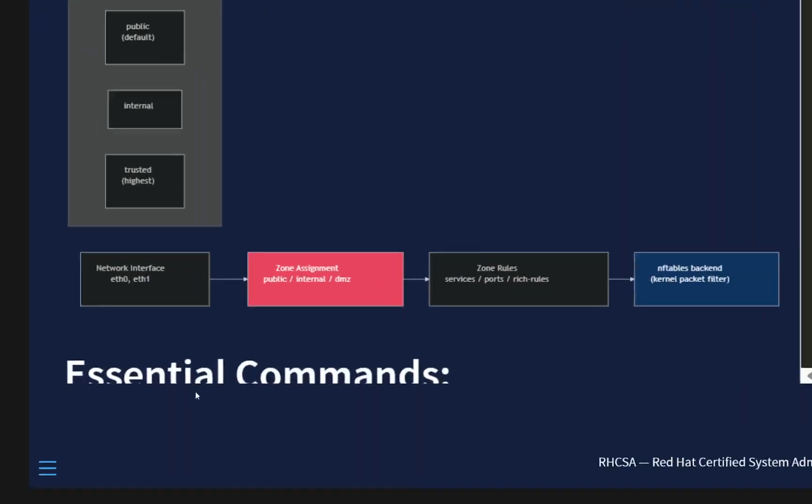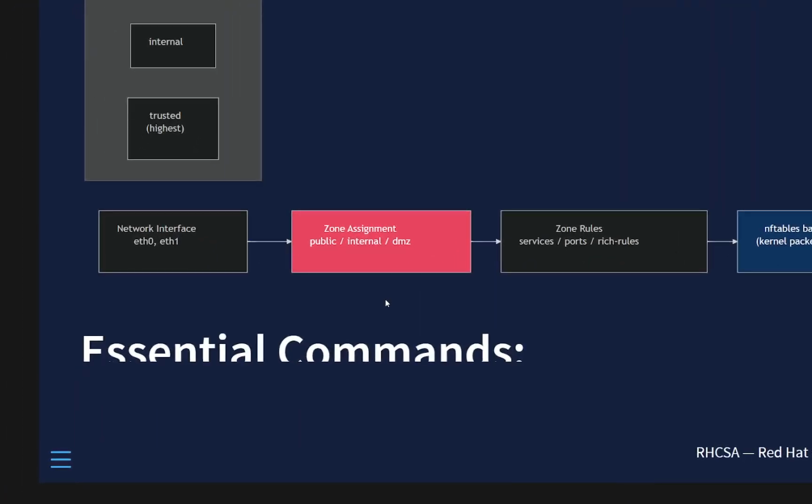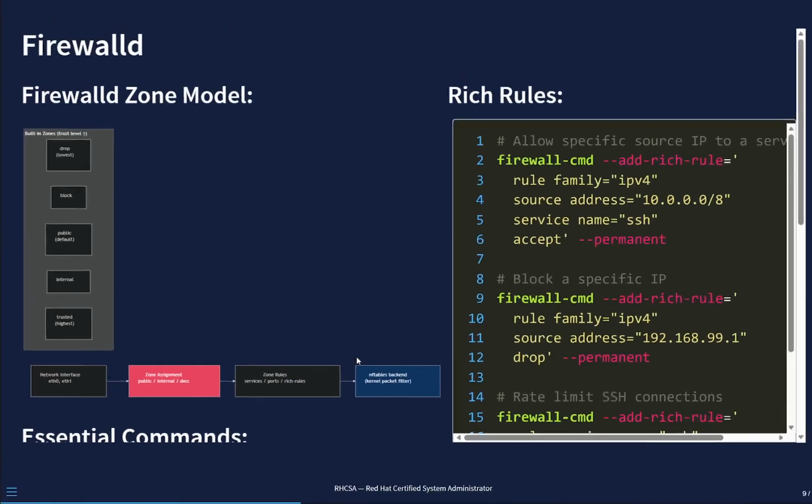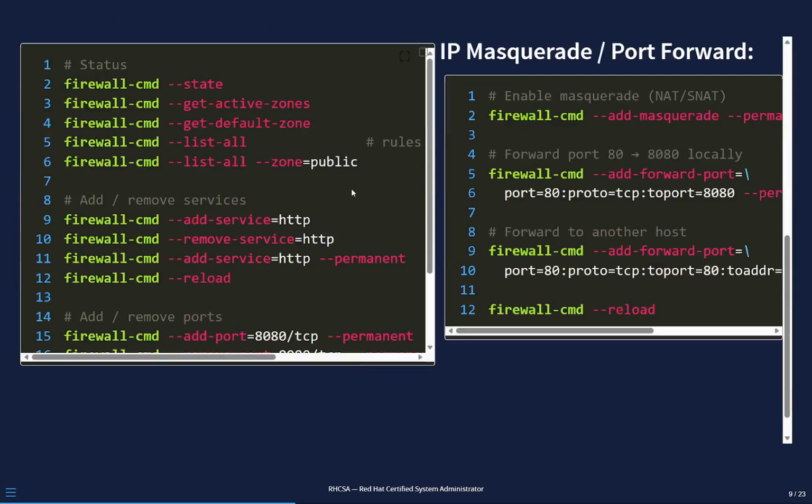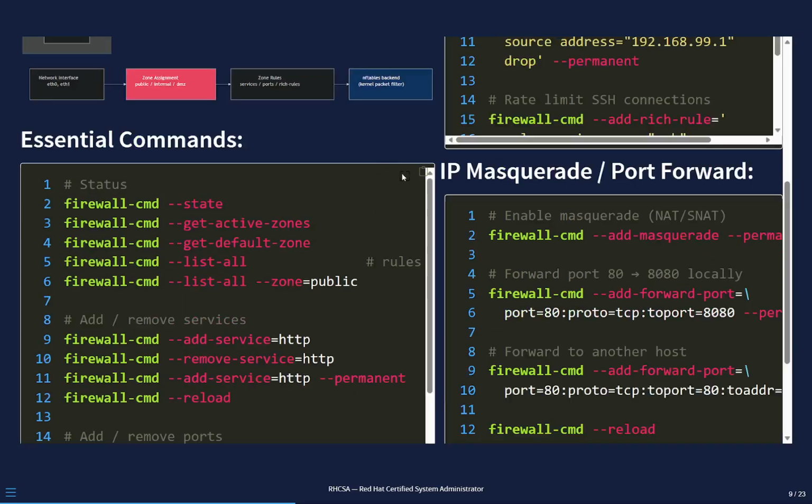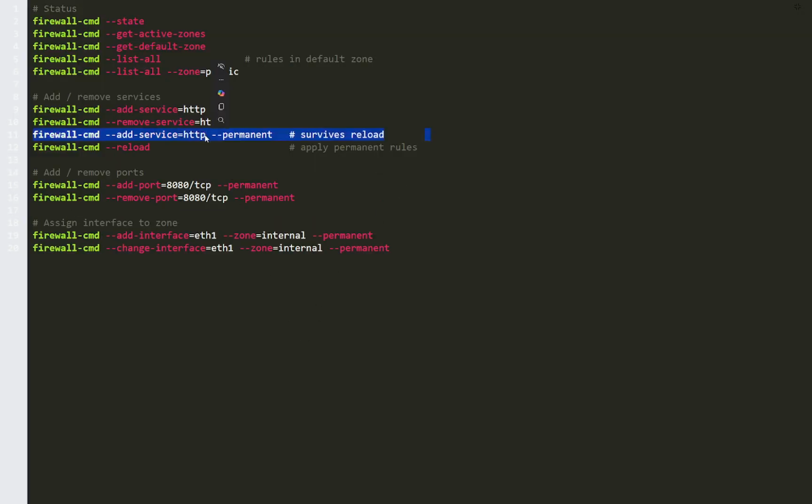The two most important flags to know: permanent and reload. A firewall change without permanent is runtime only. It takes effect immediately, but is lost on the next firewall-cmd reload or system reboot. With permanent, the change is written to the configuration file but does not take effect until you run firewall-cmd reload. So the standard workflow for any permanent change is: add the rule with permanent, then firewall-cmd reload.